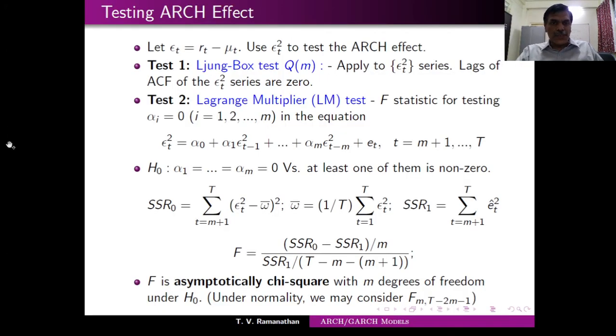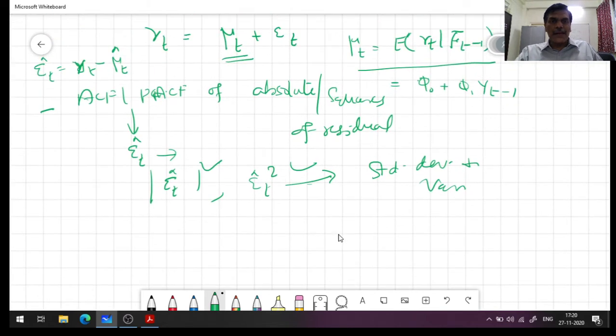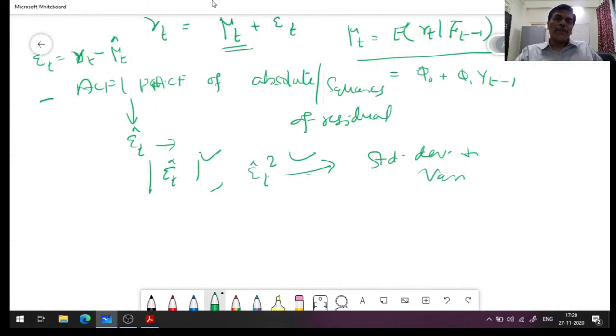So what were the steps in the earlier mean modeling? You come up with a mean functional form using some ideas and then estimate the parameters. Once you estimate the parameters, identify whether the fit is good. If the fit is good, the residual will behave like white noise. How do you identify white noise? You plot the ACF and PACF, and if they are within the limits, uncorrelated with mean 0 and constant variance, then you say this is white noise. That is where we start our procedure now.